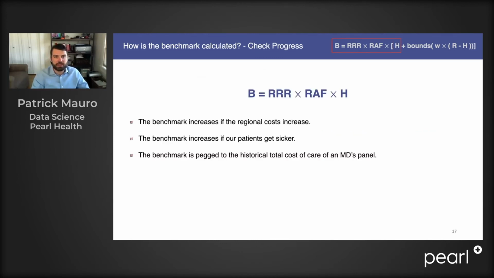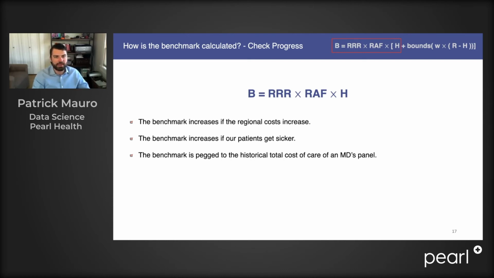So let's just look at what we've done so far. Let's check our progress. Just looking at the first three terms here, we have the benchmark is equal to the relative regional rate times the risk adjustment factor times H, the historical costs. Now let's check to see if this is doing the things that we ought to expect it to do. First, the benchmark increases as the regional costs increase. So if we've experienced a cost increase in a region since the baseline years, the benchmark's going to go up. All right, that makes sense.